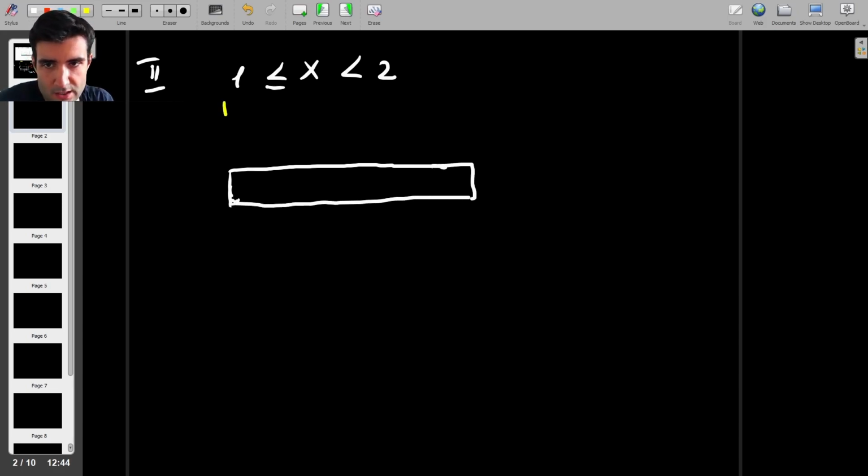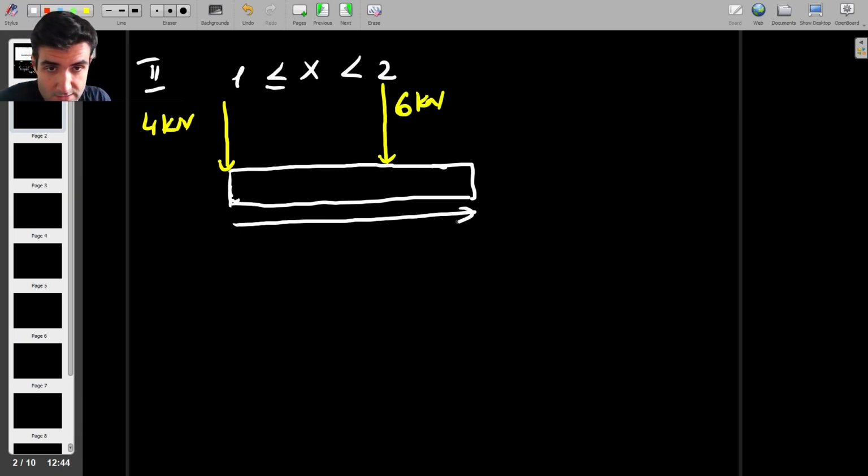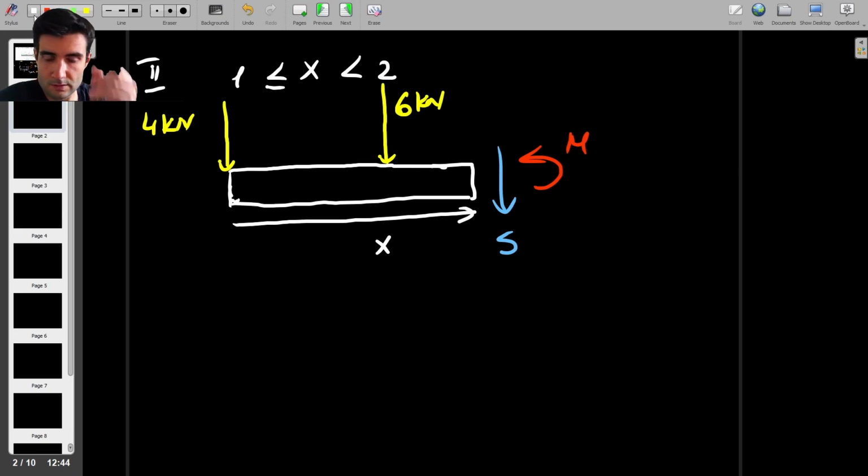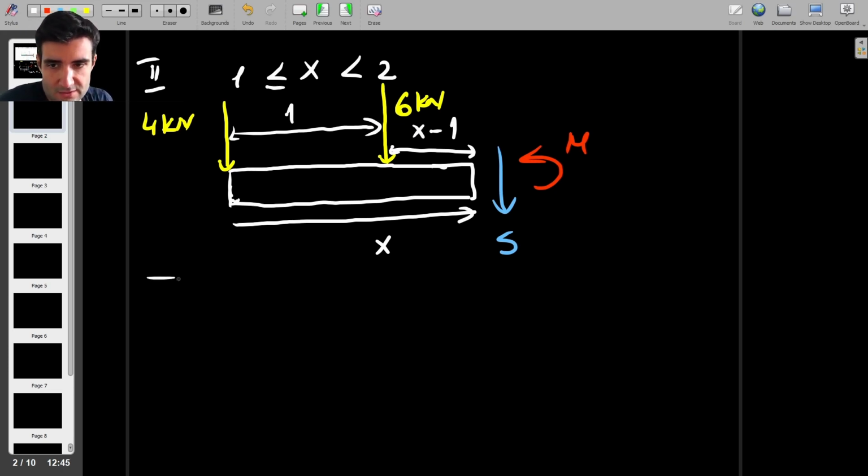And then we have 4 kilonewtons here. We have 6 kilonewtons here. And remember, now we're looking at a length x, where x is between 1 and 2. And then on this side, we have another shear force, and then this is the bending moment. Okay, so we know this distance is 1 meter, which means this distance is the remaining, which is x minus 1. So let's first find the shear force.